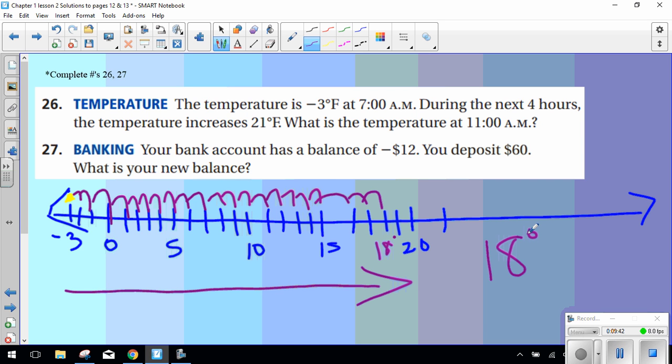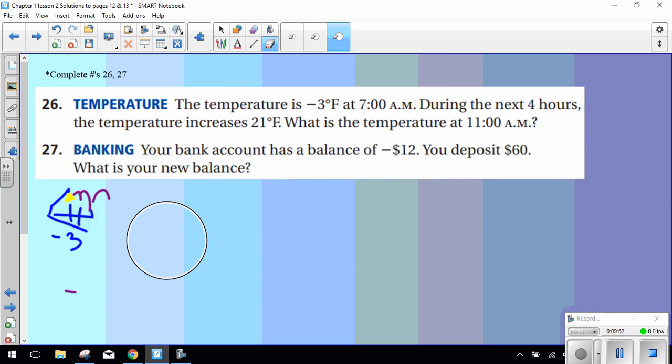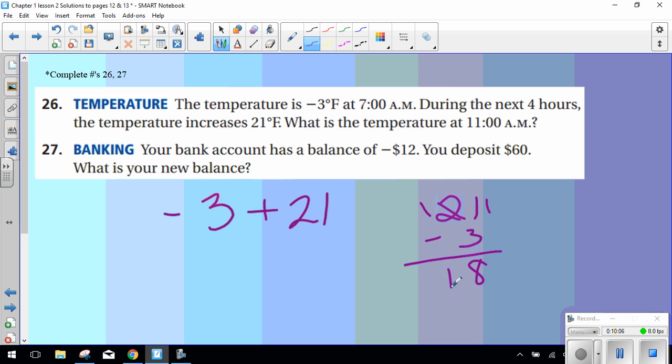So if you need to copy this down, pause the video, copy the number line down. I'm going to show you another way. What this is really saying is let's take negative 3 and add 21 to it. Okay, so since the signs are different, we're going to ignore the signs here for a minute and subtract. Okay, 21 minus 3 is 18. Now, who will give me a bigger absolute value, the 3 or the 21? Hopefully, you're saying 21. So my final answer is 18 degrees.